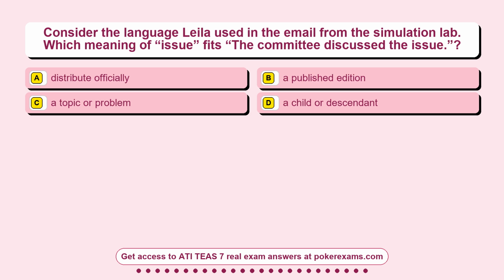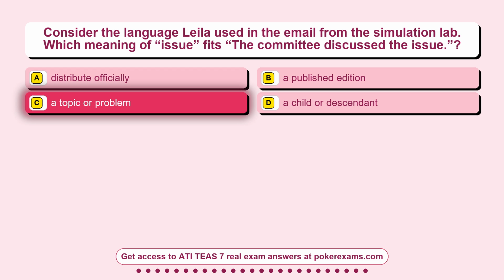Question 7. Consider the language Layla used in the email from the simulation lab. Which meaning of issue fits "the committee discussed the issue"? Option A, distribute officially. Option B, a published edition. Option C, a topic or problem. Option D, the child or descendant. The correct answer is option C, a topic or problem.